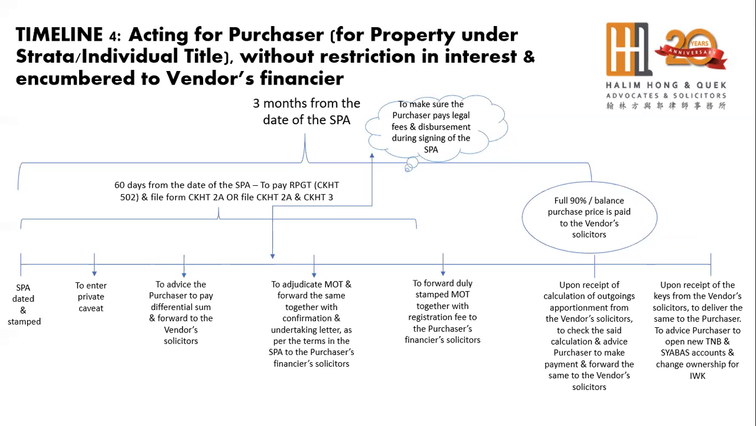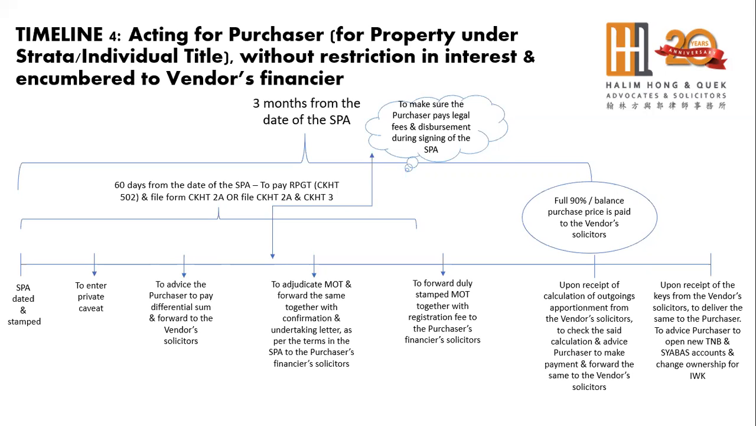So same practice, advise your client to pay legal fees during signing of SPA, but if they don't, they still need to pay before you adjudicate MOT. So you can always tell a client that if they don't pay, then we cannot proceed. So after you adjudicate MOT, you can forward the adjudicated MOT together with PDS 15 to the purchaser loan lawyer. Then once you stamp the MOT, then you forward the stamp MOT to the purchaser loan lawyer.